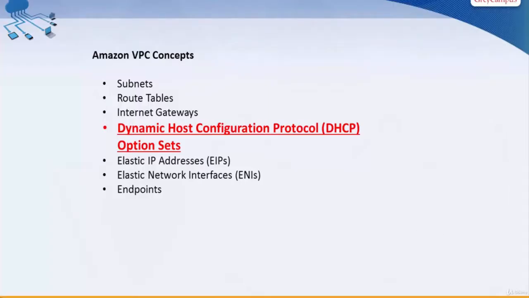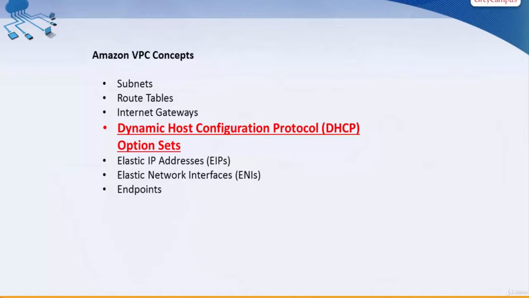The next topic we will want to discuss is the dynamic host configuration protocol option set. Now, we should be familiar with DHCP in our environment. When you go to the office and connect your laptop to Wi-Fi or to the Ethernet cable, once you turn it on, you get an IP address automatically, right? That is done by a server running a service called dynamic host configuration protocol.